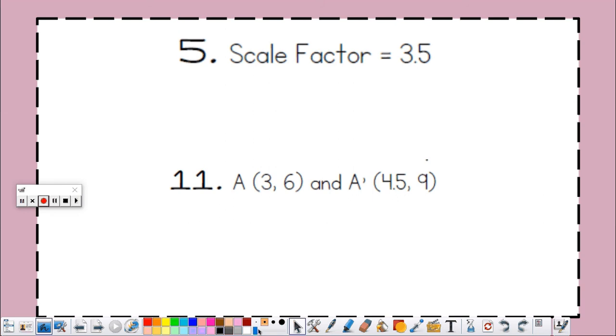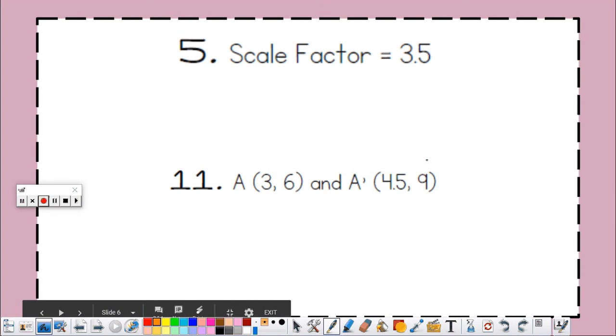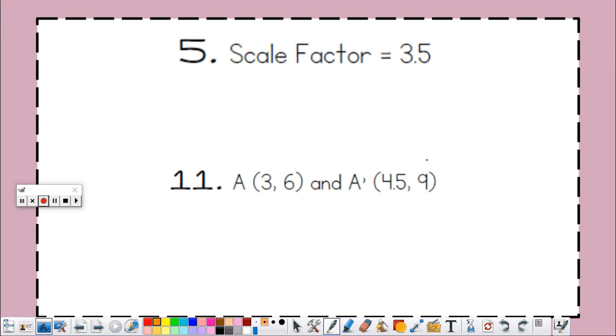And then neither, right? So what happens when it's neither? It's just 1, because anything multiplied by 1 is itself. Okay, that's the identity property. All right, so a scale factor of 3.5, is that number larger than 1 or less than 1? It's larger than 1. Larger than 1, so this is going to be an enlargement.